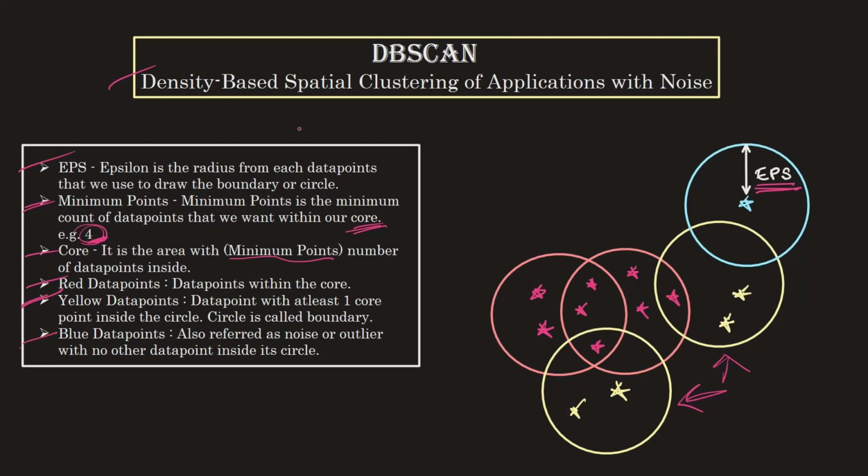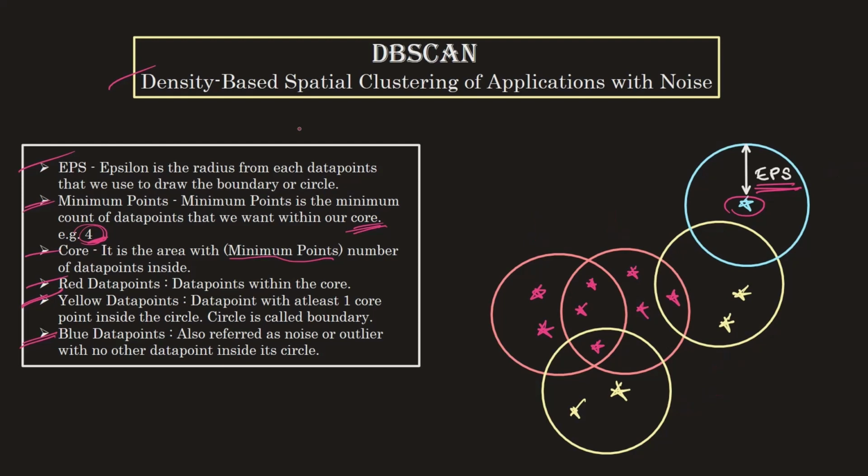And the last one is the blue data point, also referred to as the noise or outlier, with no other data point inside its circle. For example, this one. This particular circle has a blue data point which is not intersecting with any of these cores, and it does not have a red data point inside its area as well.